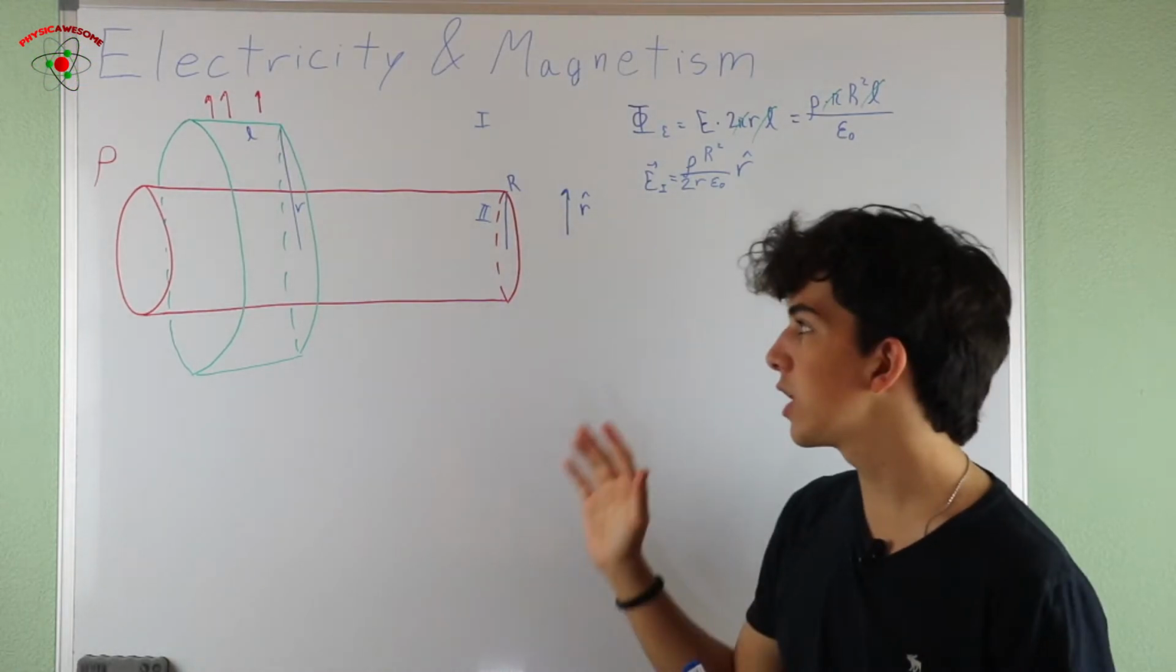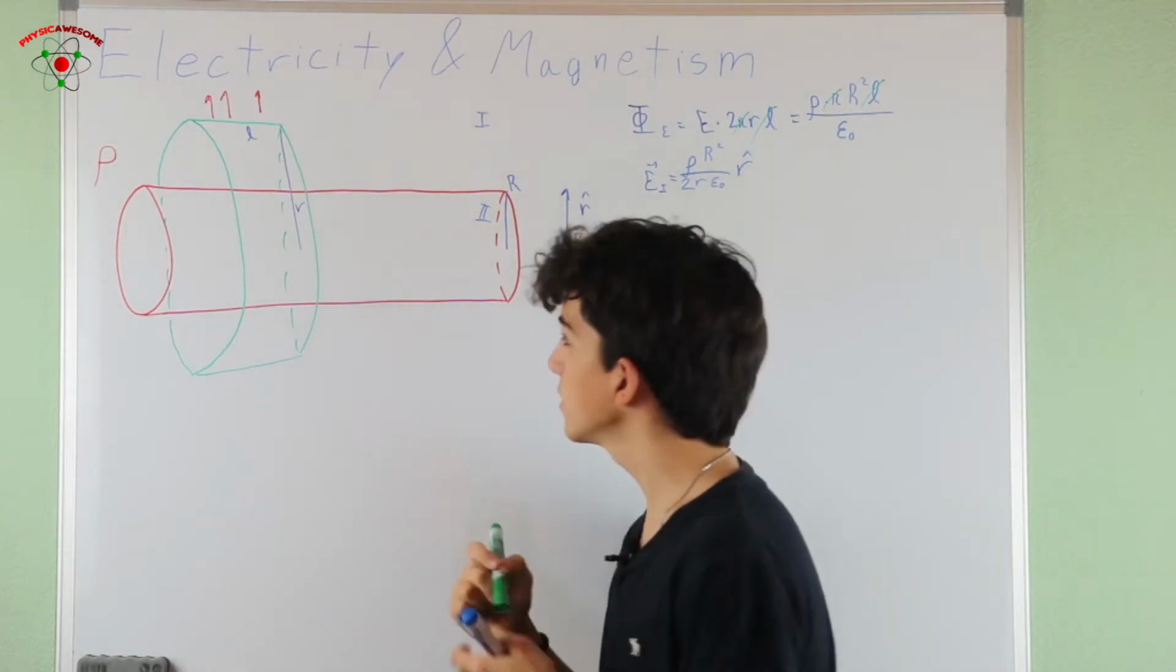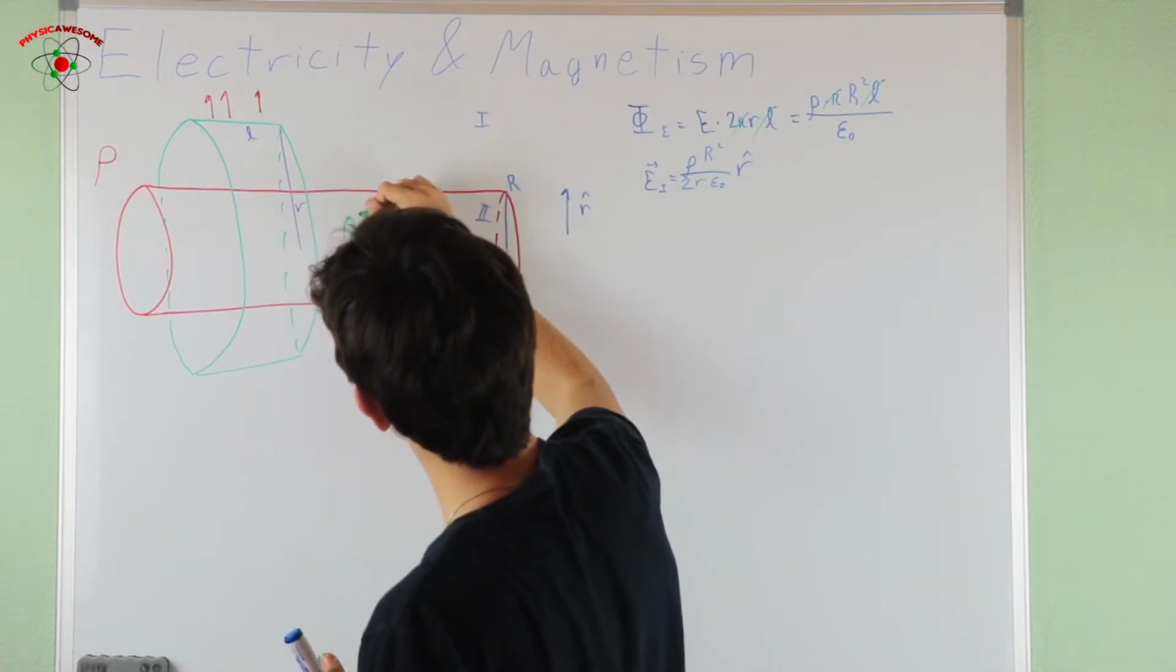Now let's consider what happens on the inside, and to do that we need another different Gaussian surface, which we're going to draw over here.